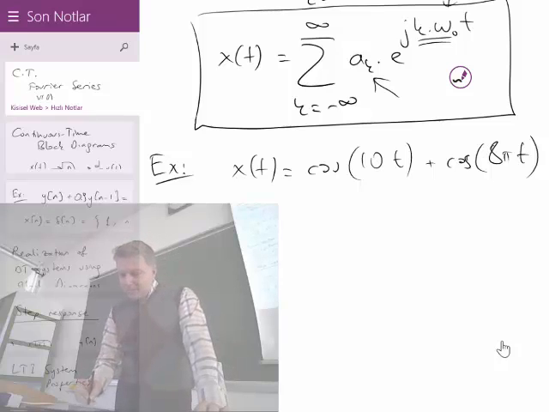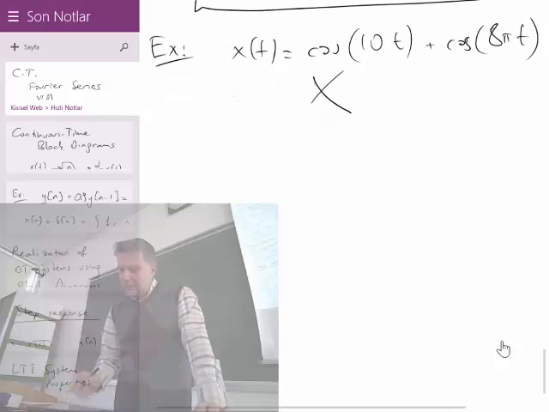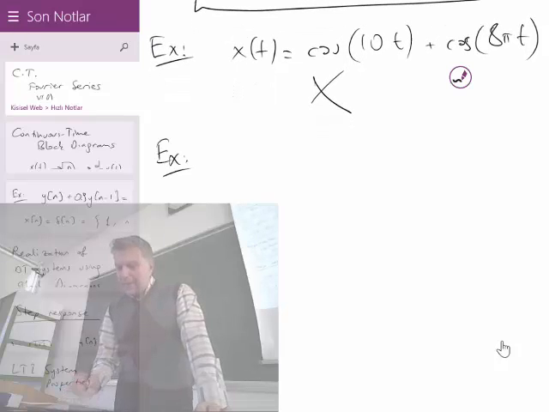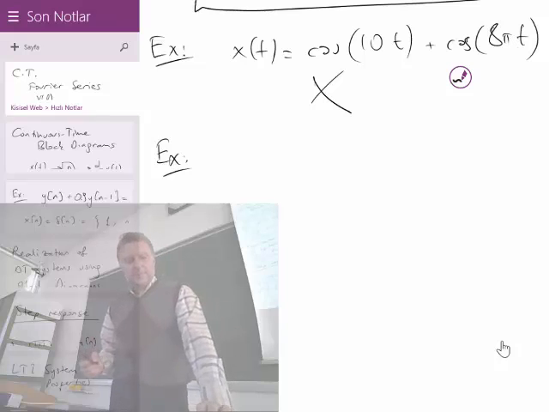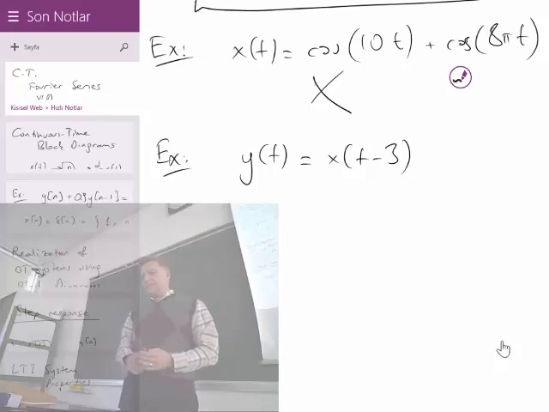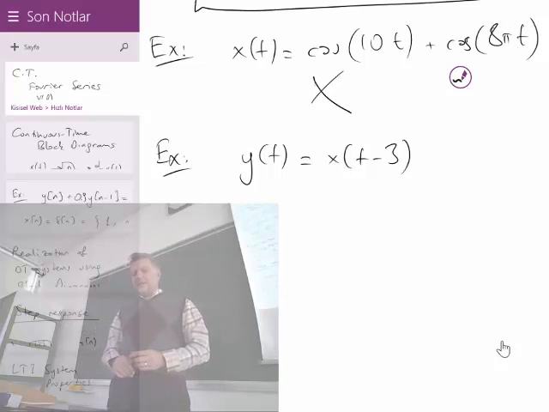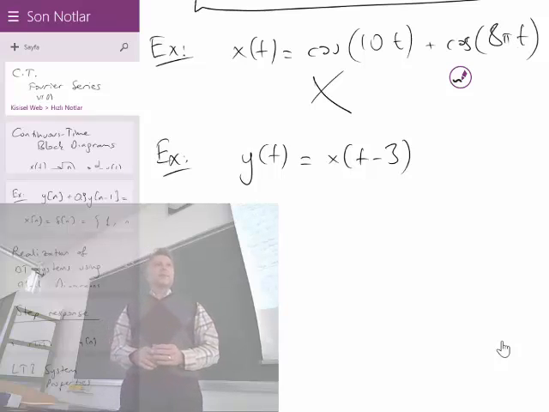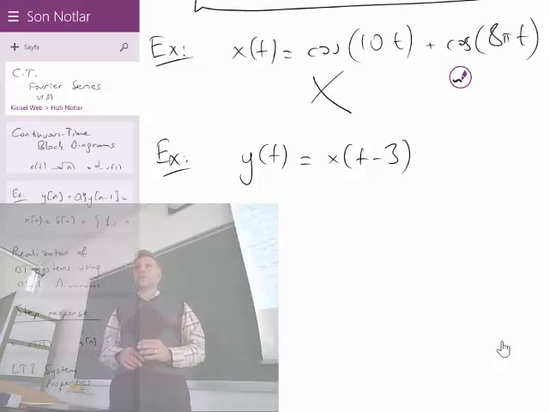Now, let's see. Okay, so for this one, we don't have a solution because it's not periodic. Now, let's think of a system response example for this input-output relation. y of t is equal to x of t minus 3. Now, this thing is a linear and time invariant system, interestingly, because it's in the form of a differential equation of 0th order. That's fine. It's almost trivial.